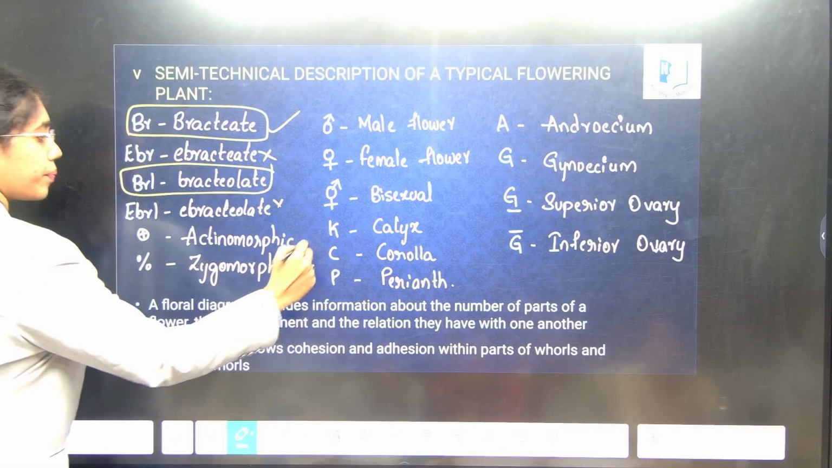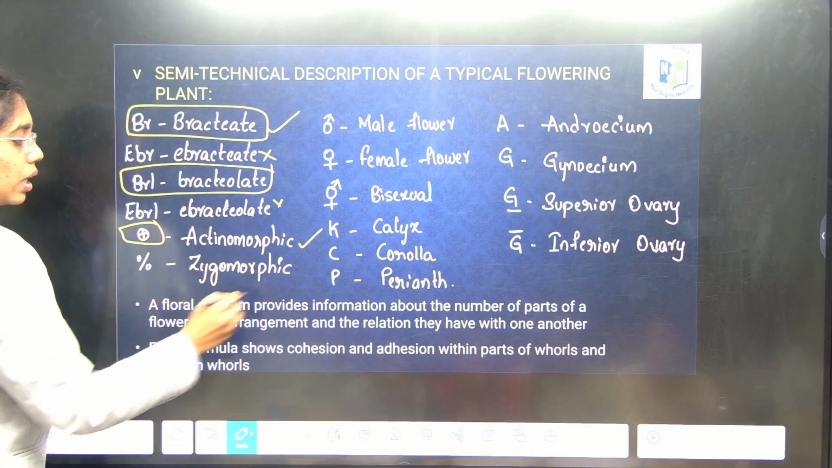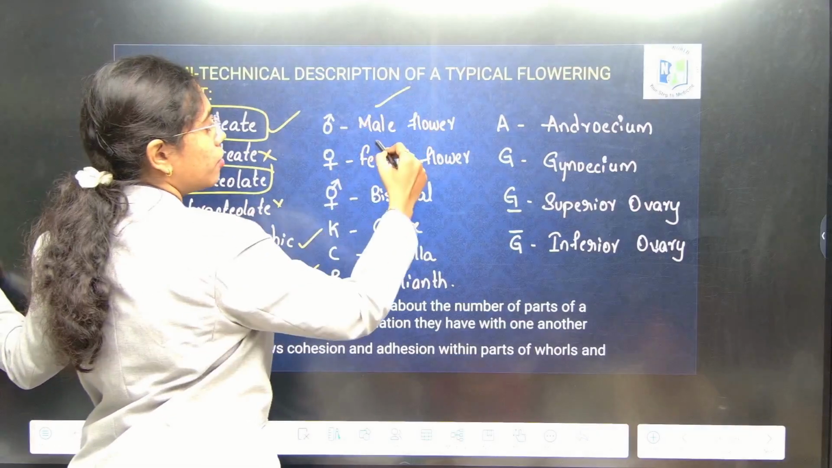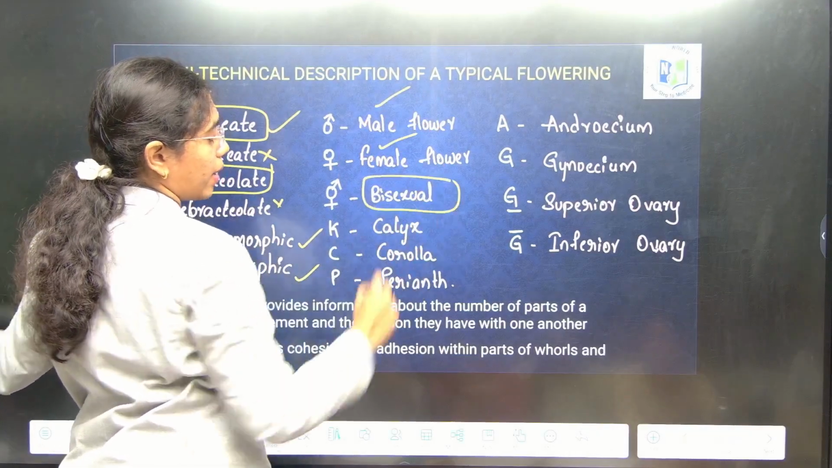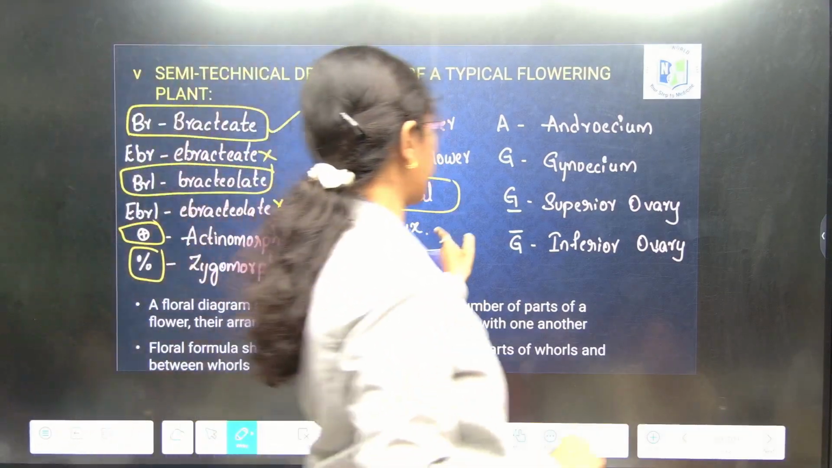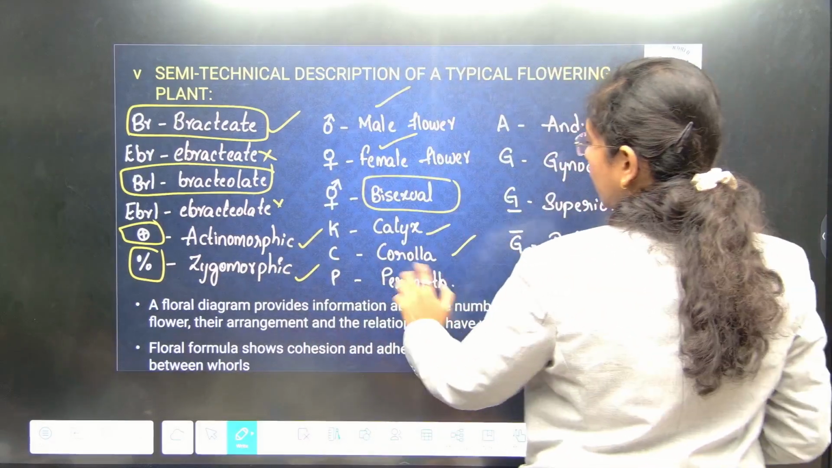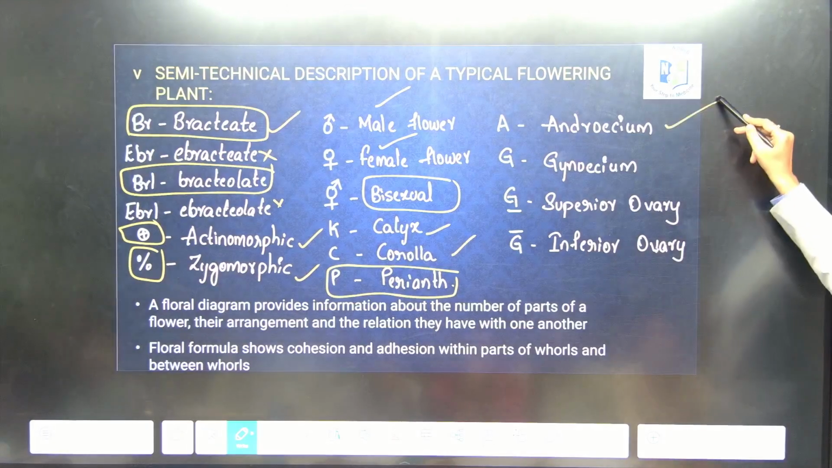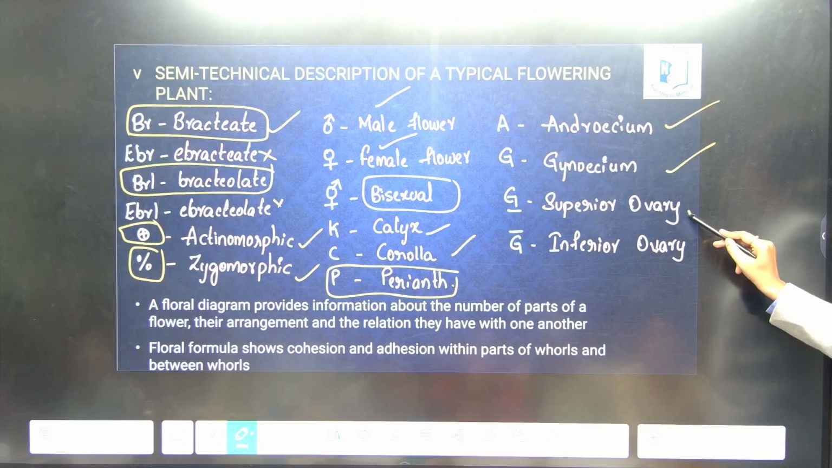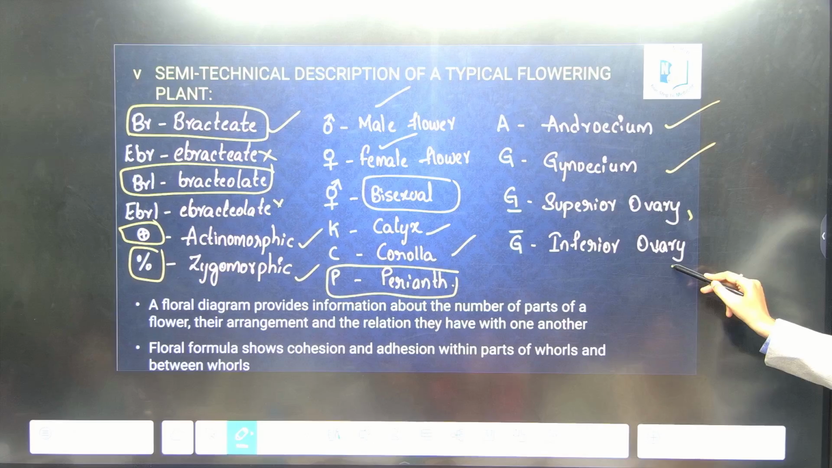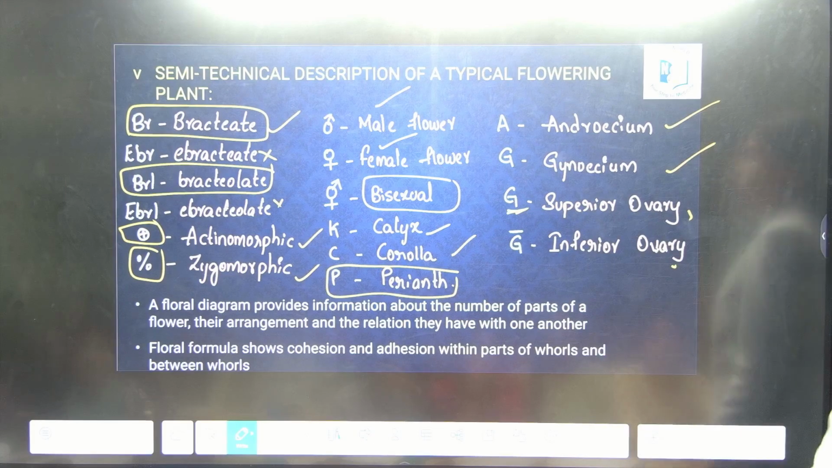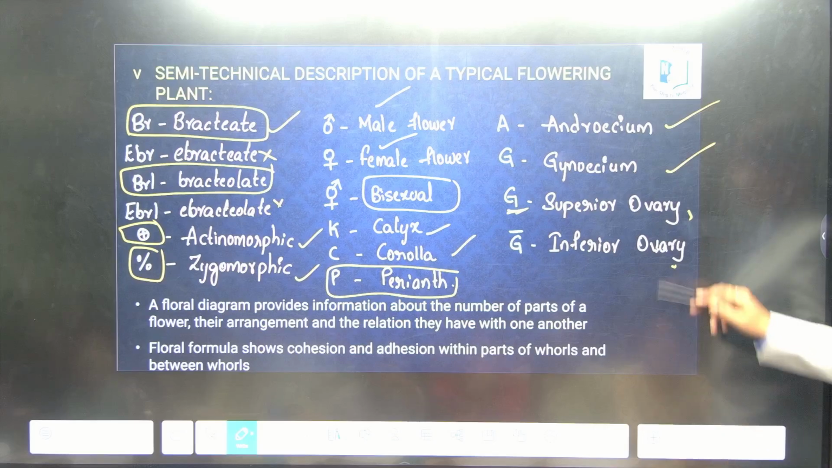Radial symmetry, this is the symbol. Bilateral symmetry, this is the symbol. Fine. For male flower, female flower, bisexual flower. This is K for calyx, C for corolla, P for perianth that you observe in Liliaceae members. A for androecium, G for gynoecium, superior ovary, inferior ovary. Superior ovary means the hyphen will be at the base of G, inferior means it will be at the tip of G.